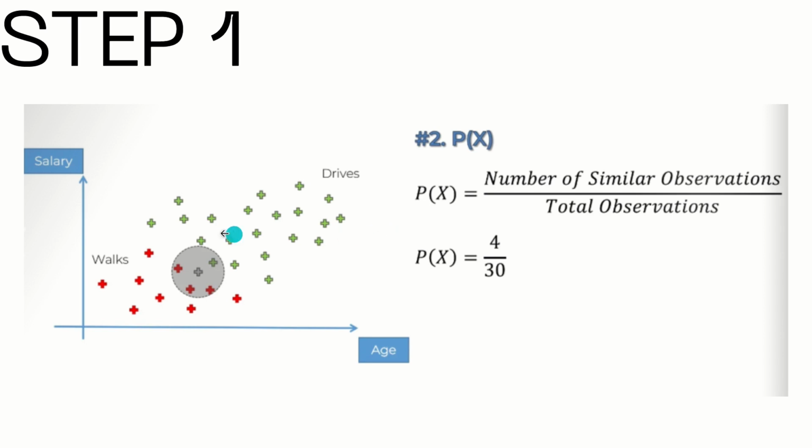I'm again repeating. For the second step, we have to make a radius. This radius can be of your choice. It can be small also, it can be big also. It's up to you. So in this case, as we made a radius, a total of 4 points are enclosed in this. So this will come in the numerator, and total observations will come in the denominator. So it will be 4 by 30. This is how we can calculate the marginal likelihood.